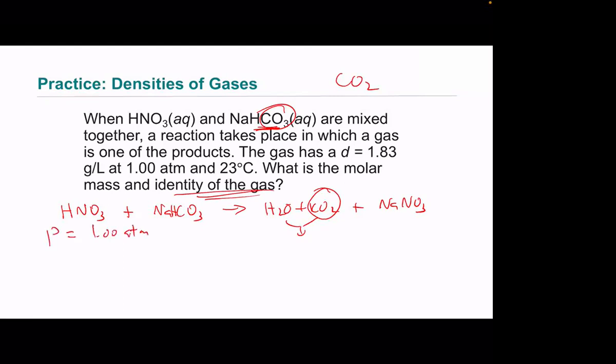We've got a temperature equal to 23 degrees C, plus 273. That gives me what, 300 Kelvin? No, 296, thanks.